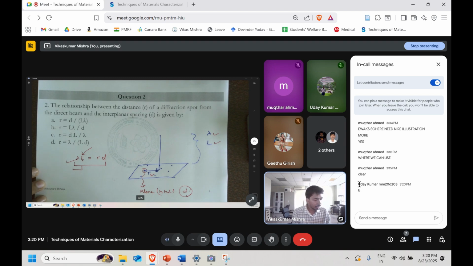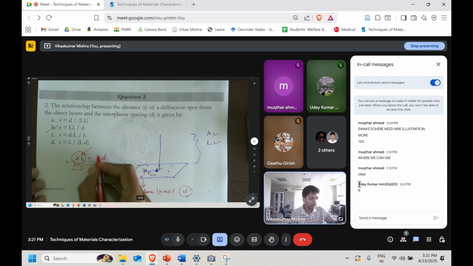Yes. So Uday is telling the right answer is lambda times, yeah. That's right. The right answer is option B. See, you know already these things, right? Very good, Uday. So we already know this thing. So what is unknown right now?